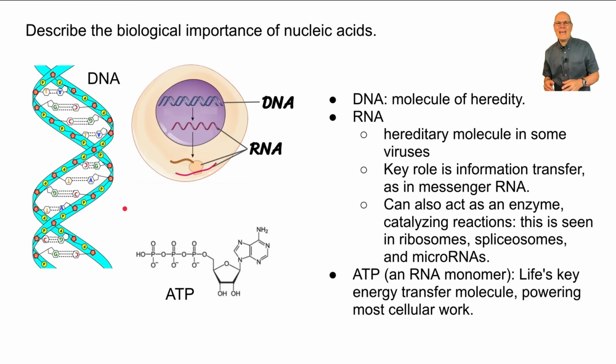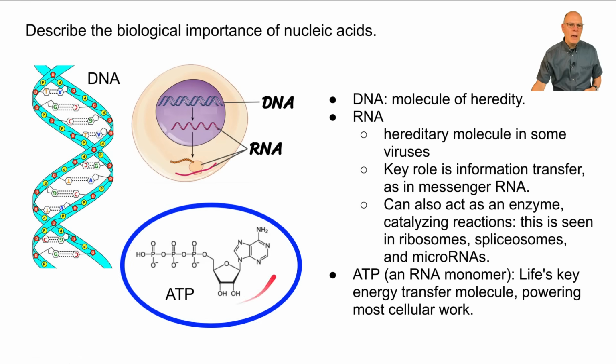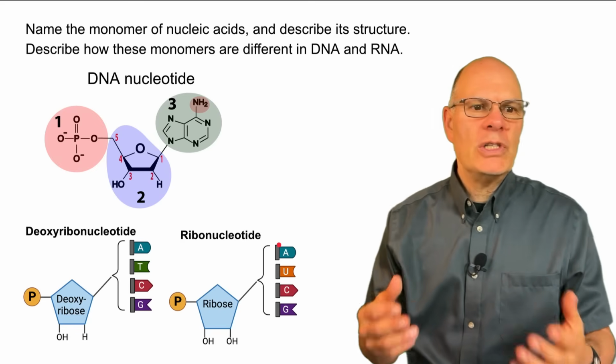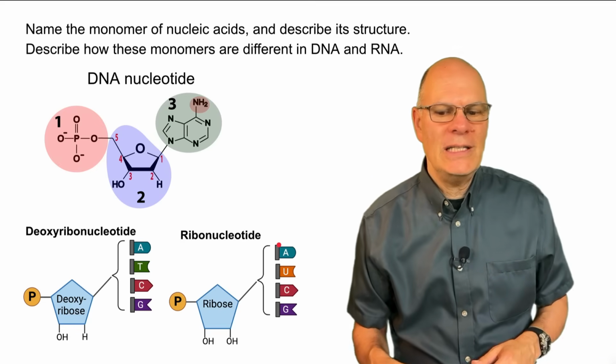And I finally want to say that this typically isn't put into this unit, but ATP is a nucleotide monomer. It's one of the monomers of RNA, and it's the energy molecule of life. It's how cells get work done. What is the monomer of nucleotides? What's its structure? How are these monomers different in DNA and RNA?